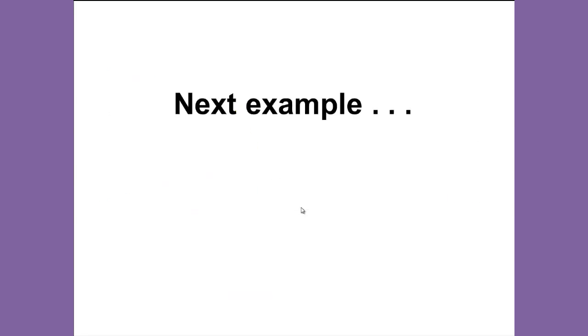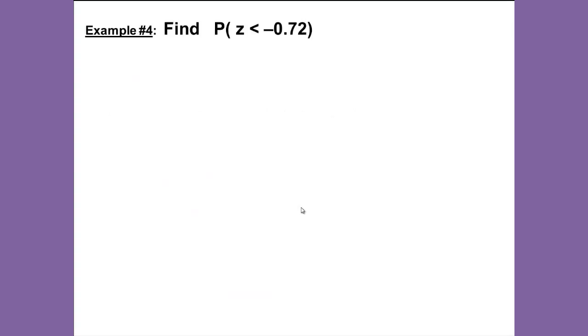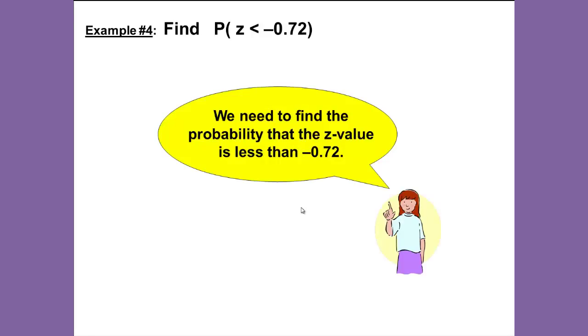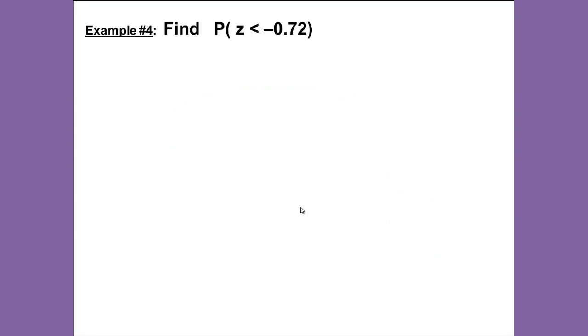We are ready for another example. Let's find the probability that z is less than negative 0.72. Do you think that the negative will make a difference? Well, it makes a difference in the size of our answer, but it won't make a difference in the process. We need to find the probability that the z-value is less than negative 0.72.